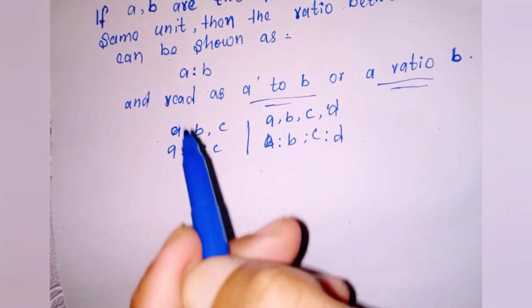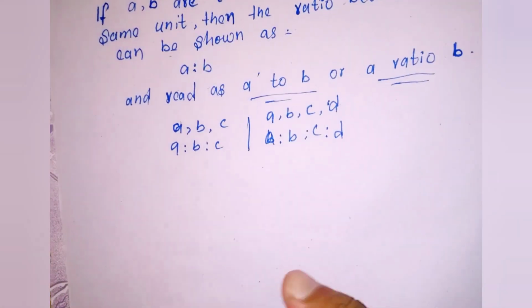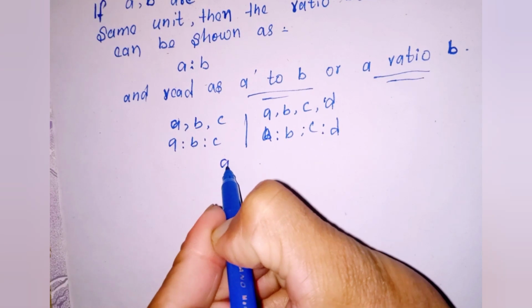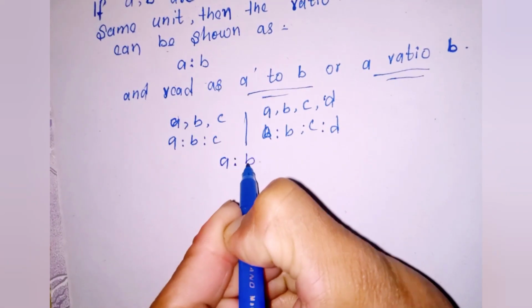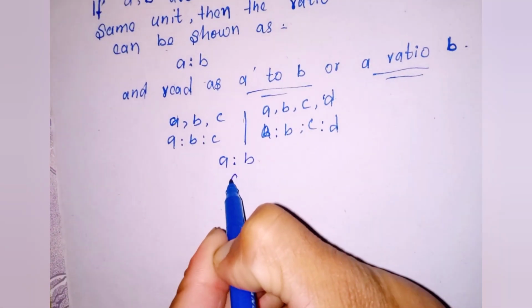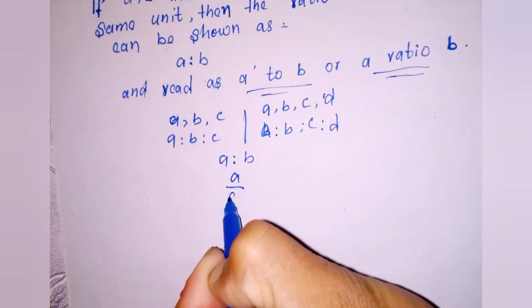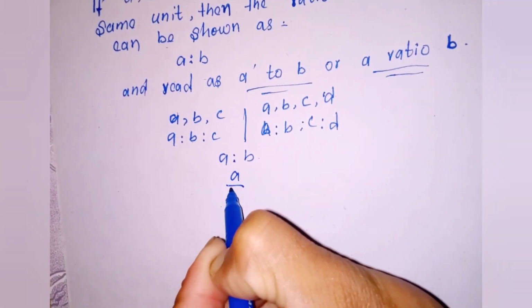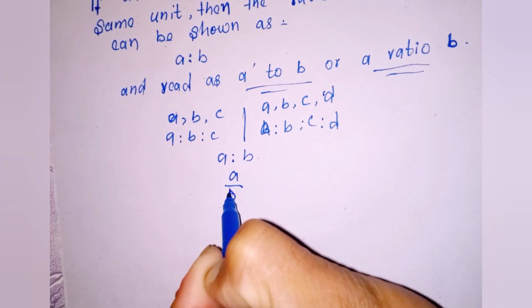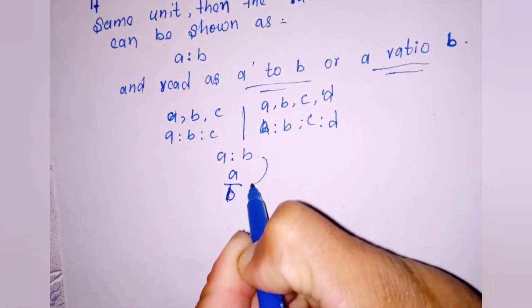Also, we can write the ratio in a fraction form, like if we have A ratio B, we can write it in a fraction form like A divided by B. So this is the fraction form of ratio.